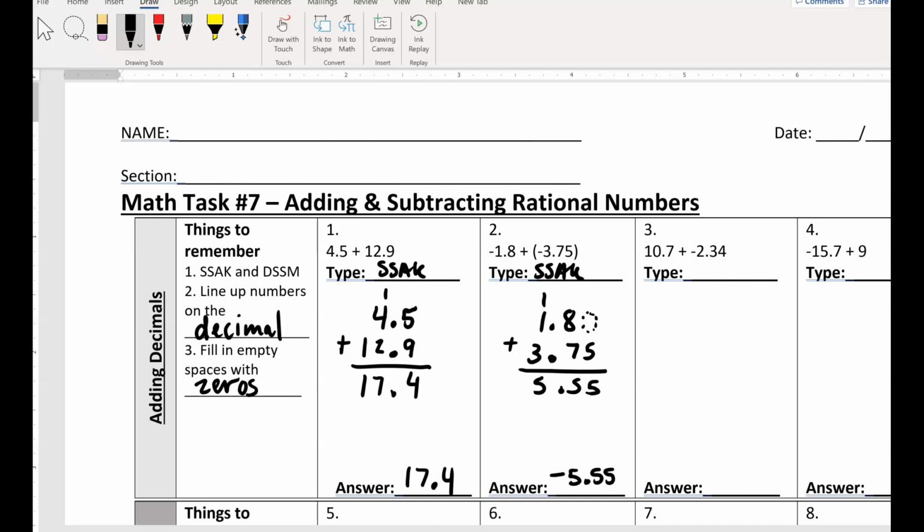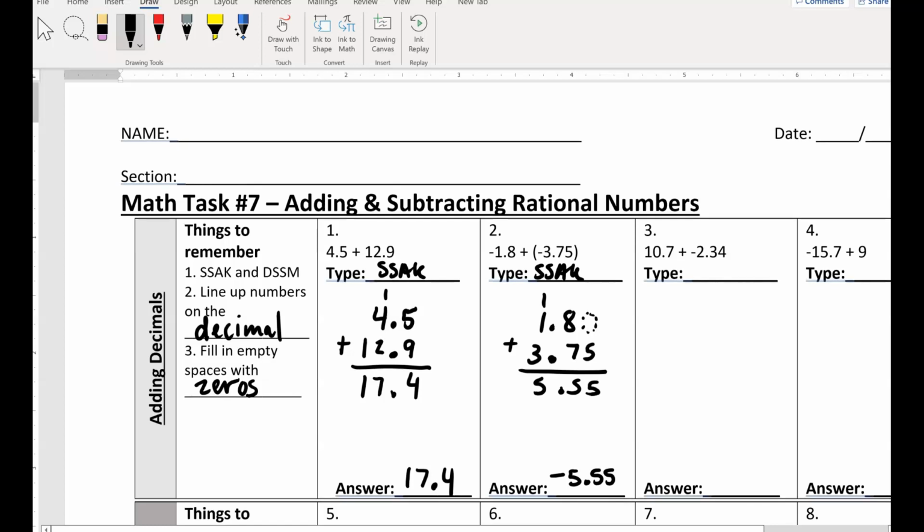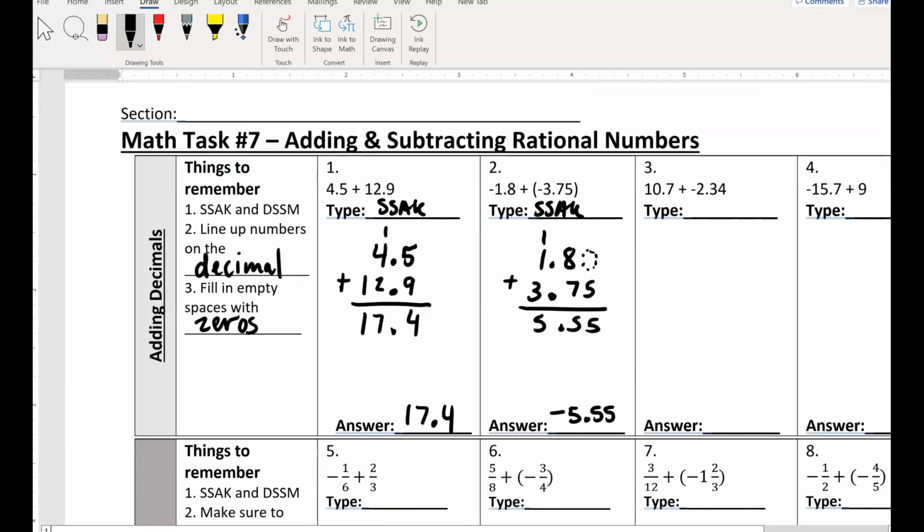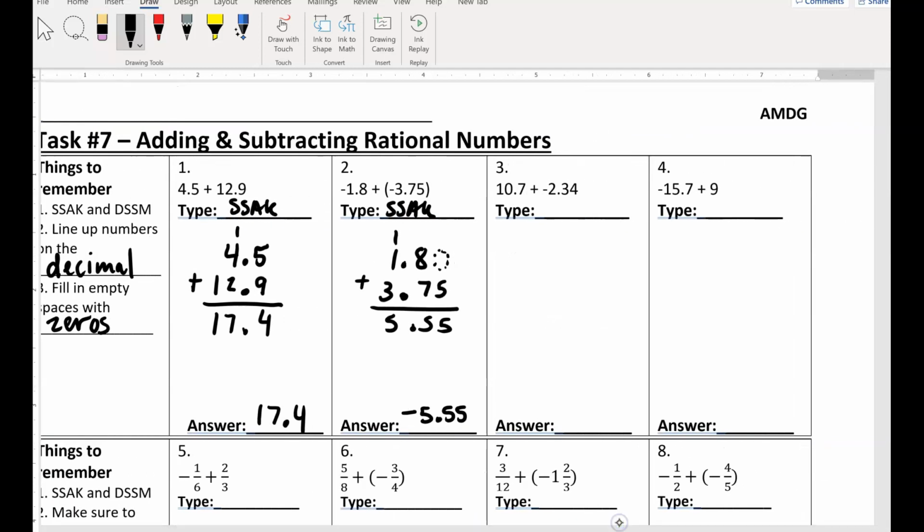Because both were negative. Now, it gets a little interesting when we get to DSSM problems, because you're always going to want to put the one that you have more of on top. Because remember, even though there's that addition sign, you're actually going to subtract. So we have more positives, so we're going to put that positive number on top. We're going to put the negative number on bottom. That doesn't always mean you put the negative number on bottom. If you had more negatives, then you would actually put it on bottom. So again, remember, you're actually subtracting here, right? Because it's different signs subtract more.